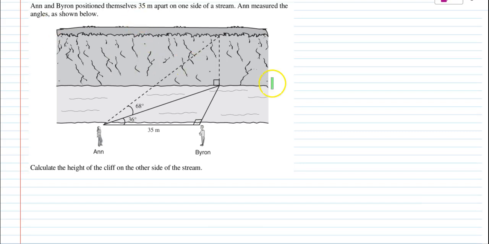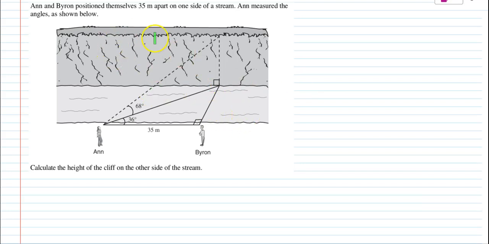Here's another question, a trigonometry question, and it actually involves two types of solutions. We have to use the first solution in order to get the second solution. All right, so here's the diagram.